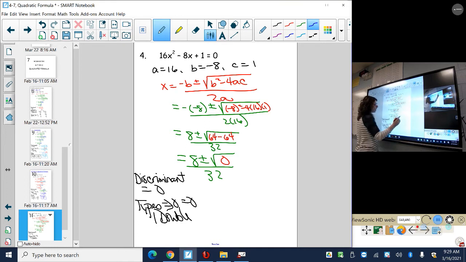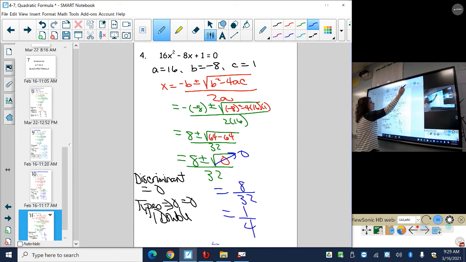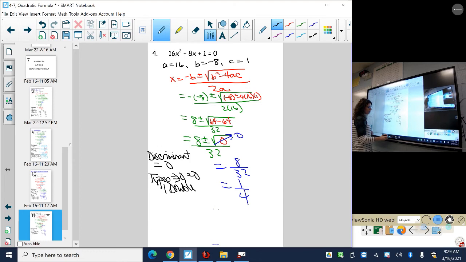And then we're going to actually calculate this. That comes out as a 0, so I'm going to be left with 8 over 32, which reduces down to 1/4. So your final answer that I'm looking for is going to be your actual roots, which is just going to be 1/4. And that is 4.7 worksheet 3.